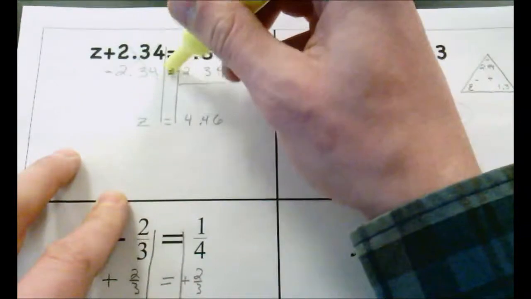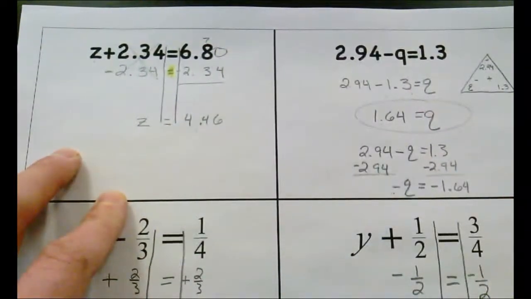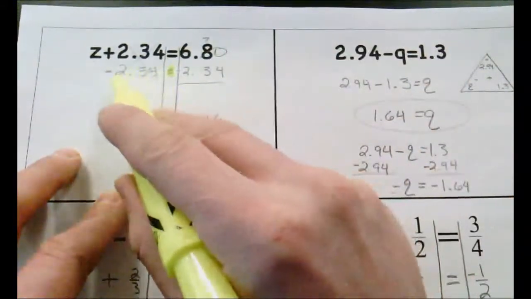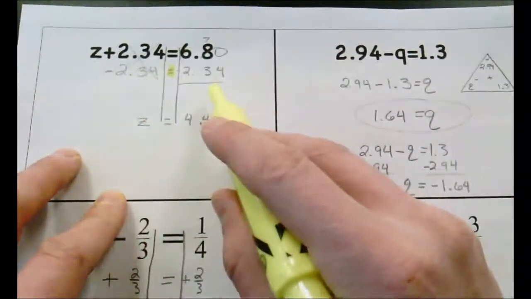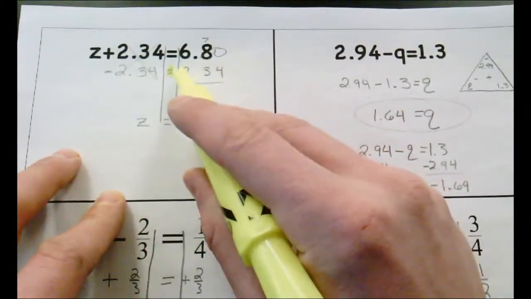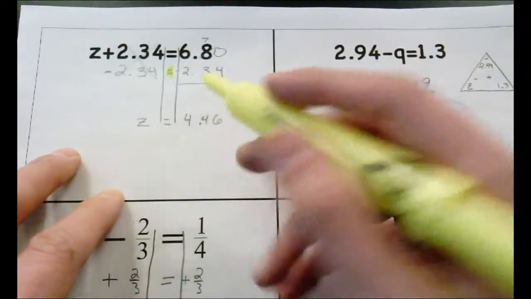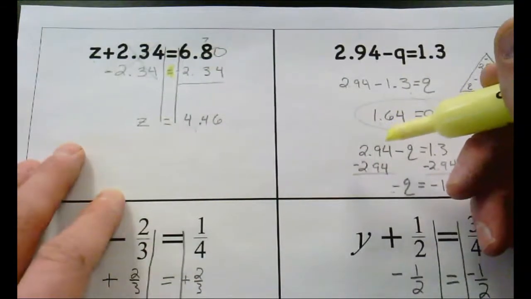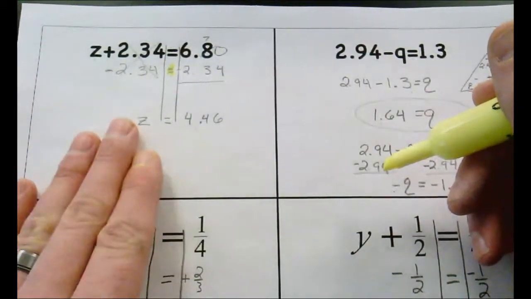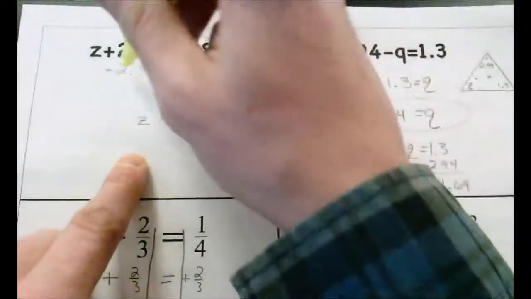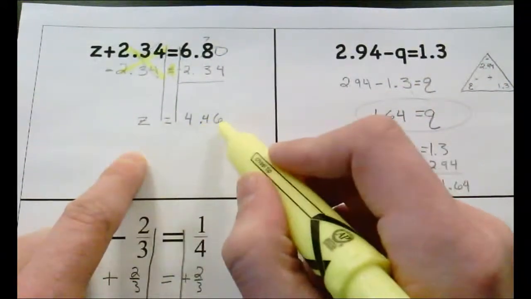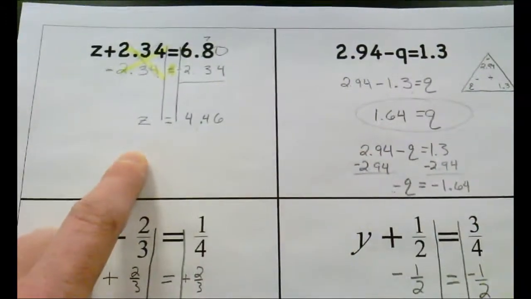But to maintain this equality, we've been working with a strategy that we called a train track, where we're showing that if I do something to one side, I have to maintain equality and do that to the other. So I'm going to take 6 and 8 tenths minus my 2 and 34 hundredths. Students are allowed to use a calculator at this point. We're more concerned with the strategies than the computation itself. And what we'd end up getting is z by itself. These cancel out, and when you subtract, you get 4 and 46 hundredths, or 4.46.